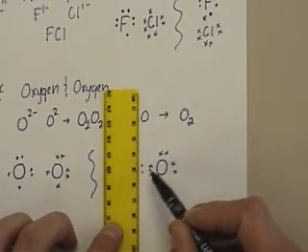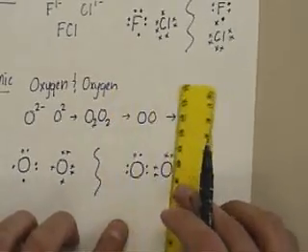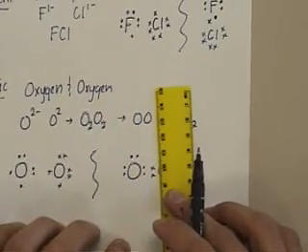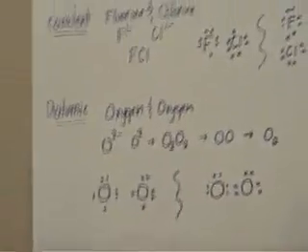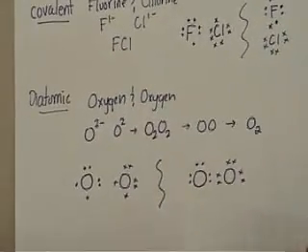So, 6, 7, 8, stable. 6, 7, 8, stable. That's your structure using Lewis dot diagrams for your diatomic for O2. There you go.